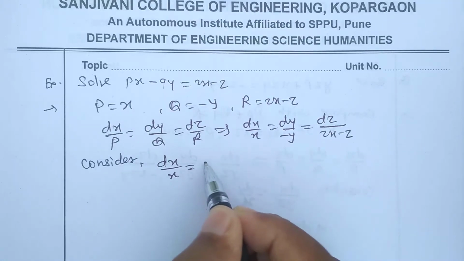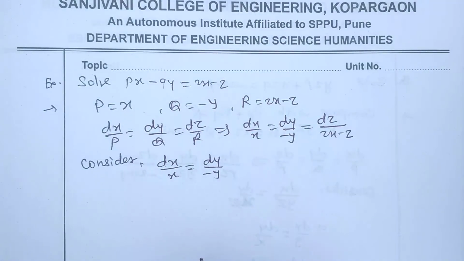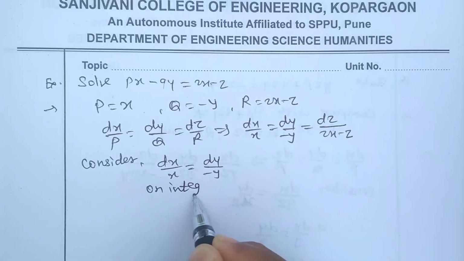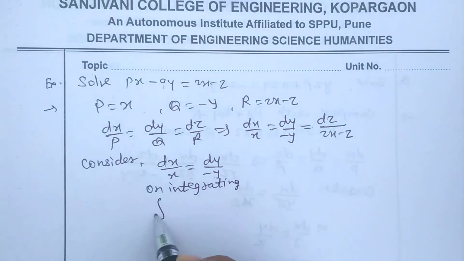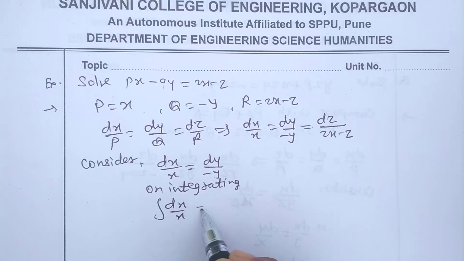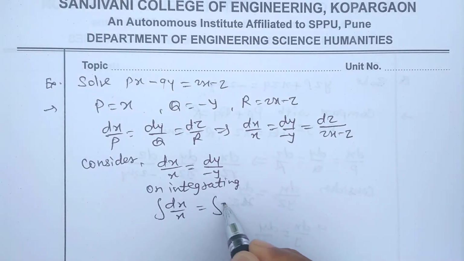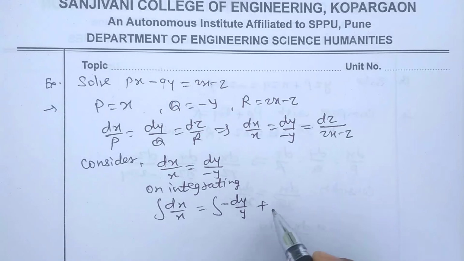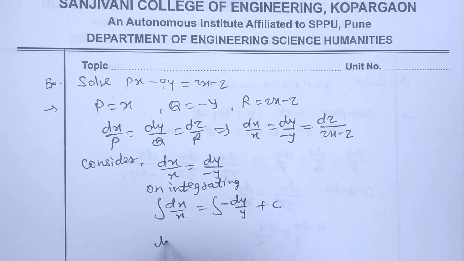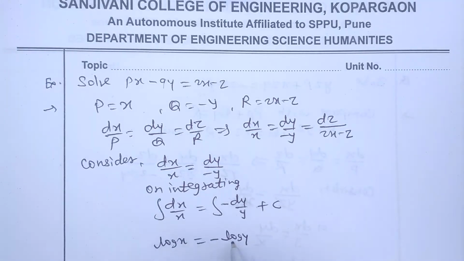So consider dx upon x is equals to dy upon minus 1. See, this is already in variable separable form, so we can directly integrate. On integrating, we will get integration of dx upon x is equals to integration of minus dy upon y plus some constant c. So this is log x is equals to minus log y. See, we will get both terms here, log terms. So instead of using c, we are going to use the constant as a log of c1.